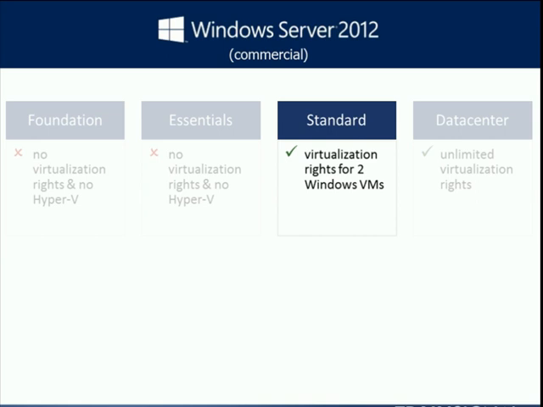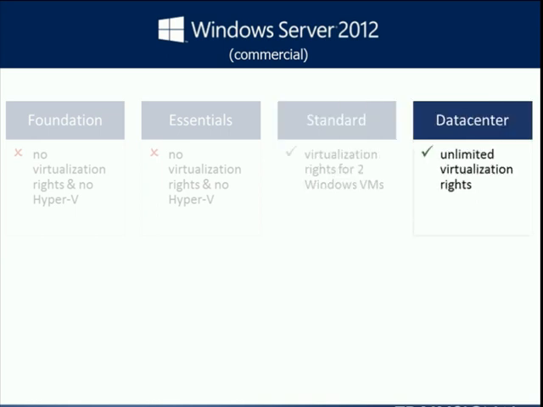The first edition of Windows Server 2012 that you're able to use Microsoft Hyper-V as a role inside is the Windows Server 2012 Standard Edition. And it also includes virtualization rights for you to run two Windows Server 2012 virtual machines inside. That way you don't have to purchase additional licenses for the first two Windows Server 2012 virtual machines that you run on a physical server using Windows Server 2012 Hyper-V if you're licensed for the Standard Edition.